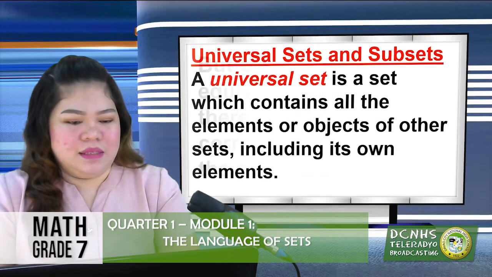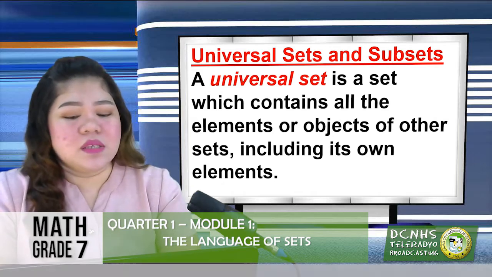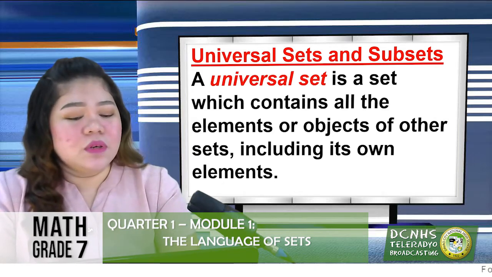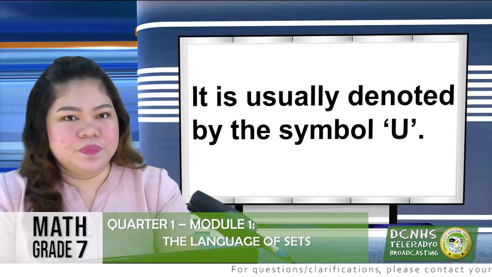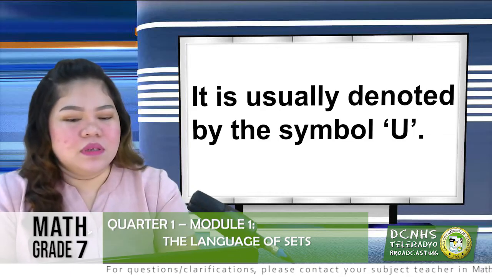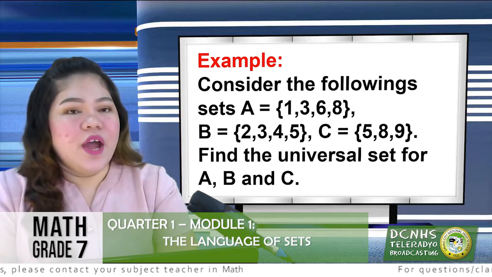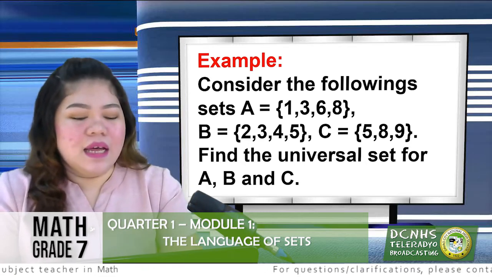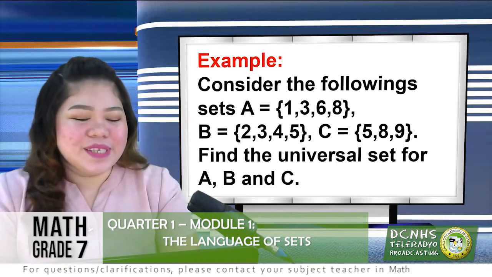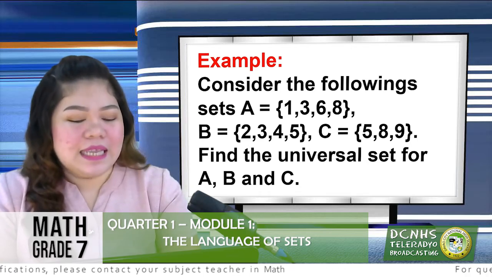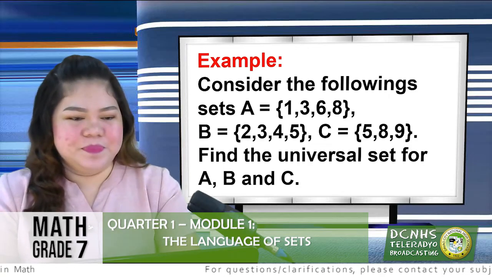Universal sets and subsets. A universal set is a set which contains all the elements or objects of each set, including its own elements. It is usually denoted by the symbol U. Example. Consider the following sets. Letter A is a set of 1, 3, 6, 8. Letter B is a set of 2, 3, 4, 5. And letter C is a set of 5, 8, 9. Find the universal set for A, B, and C.